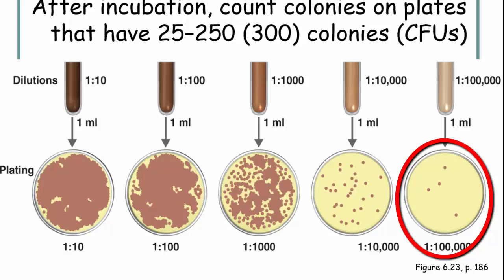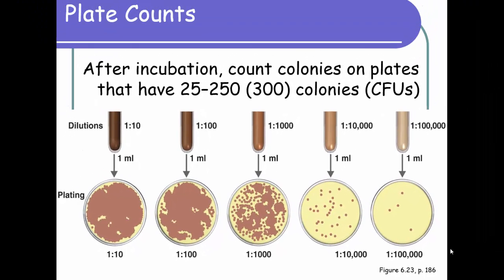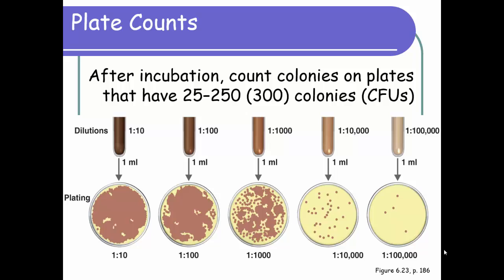Yeah, easy to count, but the problem is when I do the mathematics from the dilutions, I will not get a very accurate number. That's why we want to have 25 to 300 colony-forming units to be able to count on the plate.